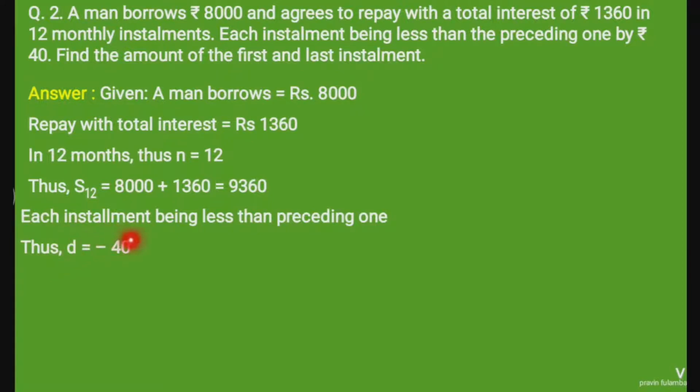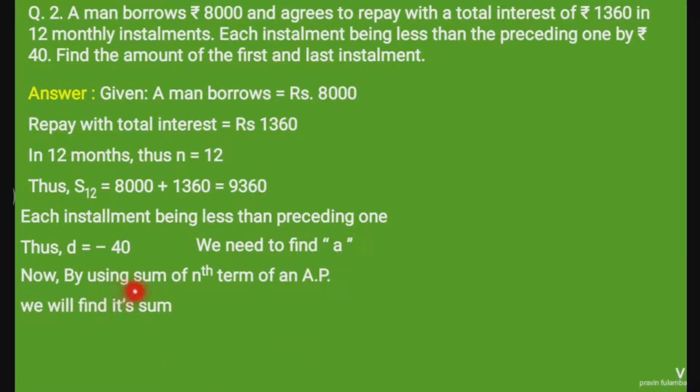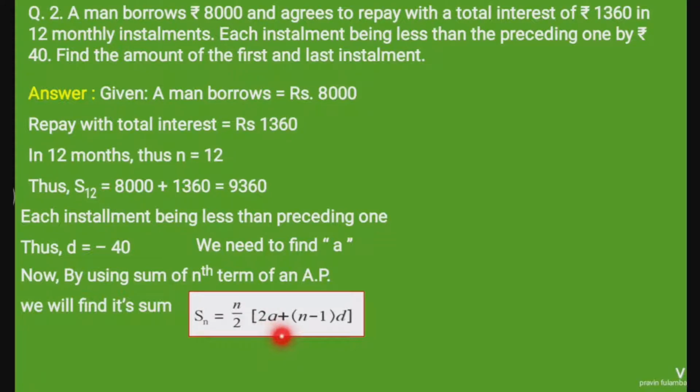So we write here, each installment being less than the preceding one. Here, less than, so we write the difference as minus 40. So D equals minus 40. So we need to find A. Now by using the sum of n terms of an arithmetic progression, we will find its sum. So Sn equals n by 2 into twice A plus n minus 1 into D. Now here n is 12, A we have to find, D is minus 40, and Sn is this S12.